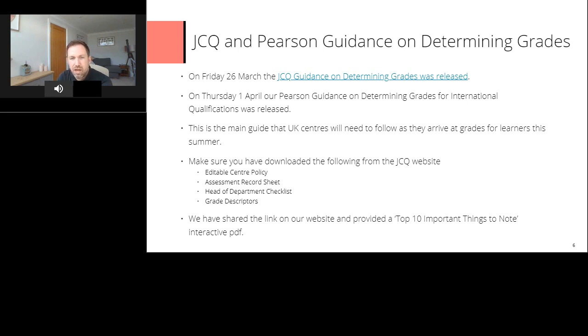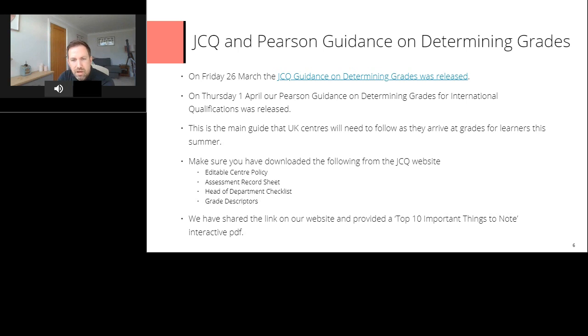As I mentioned, the JCQ guidance is the main guide on how grades will be awarded to students this year. It sets out all those processes and all of the key dates, as well as some guidance and support around the various processes that you need to undertake, including how to gather evidence, how to ensure your students' evidence supports the grades that you're awarding to them, as well as some of the key internal and external quality assurance processes that we will be enacting this year.